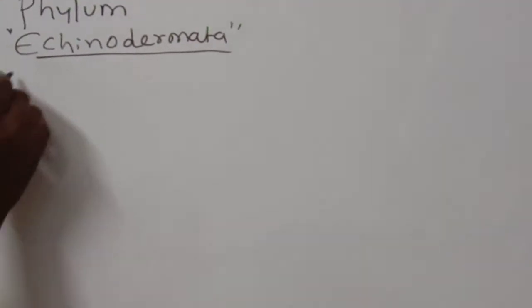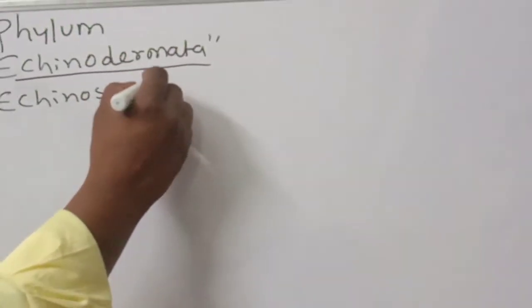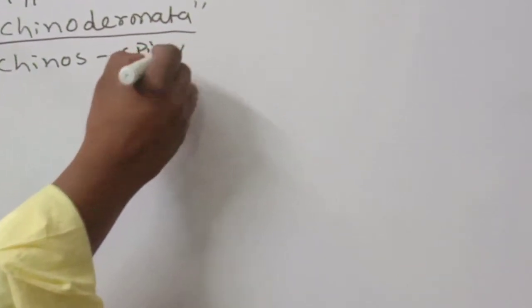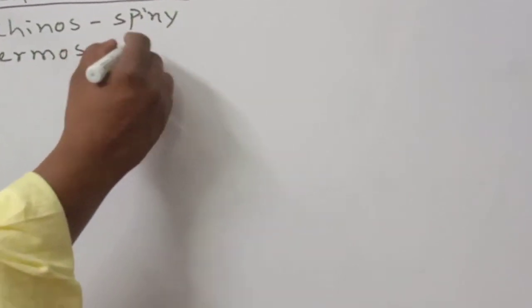So, echinos. What is the meaning of echinos? Echinos means spiny. Dermos means skin. These two points you should remember. Spiny skin, in that sense, is called Echinodermata.